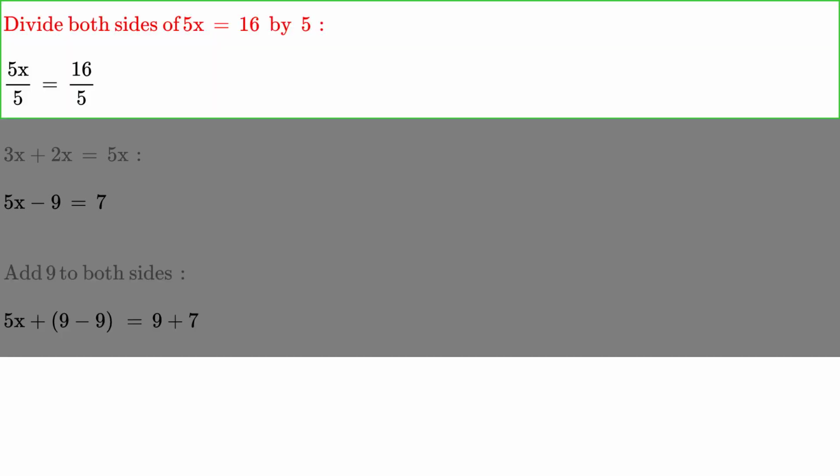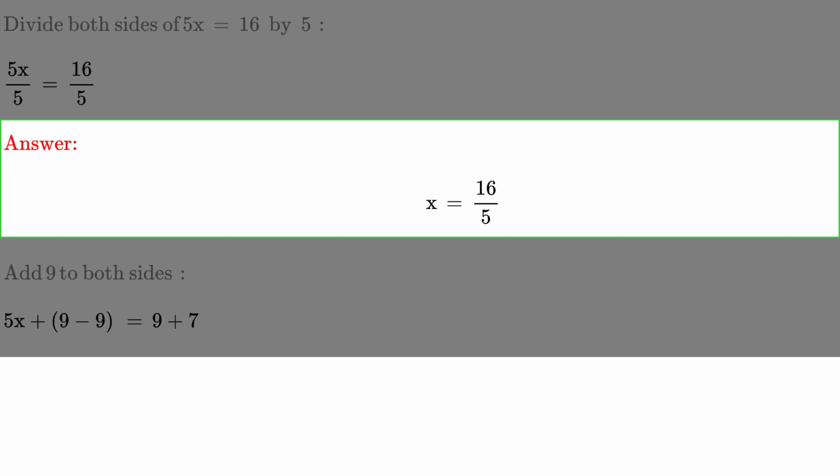Divide both sides of 5x equals 16 by 5. This gives us 5x over 5 equals 16 over 5. The answer is: the value of x is equal to 16 over 5.